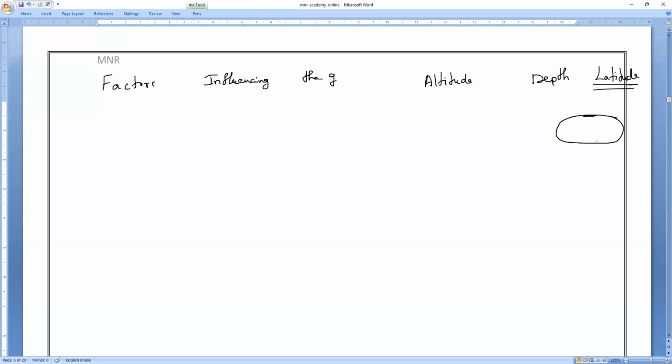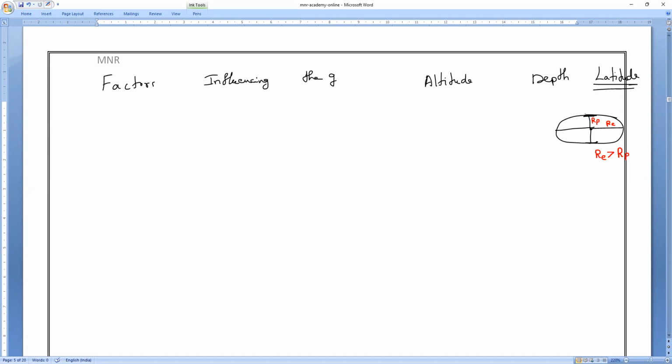At the poles, it has a flat surface. So where is the radius minimum, at the poles or at the equator? At the poles, and this is the equator. Which is greater? Radius at the equator is greater than radius at the poles. Am I right or wrong? Yesterday we studied this, or not?